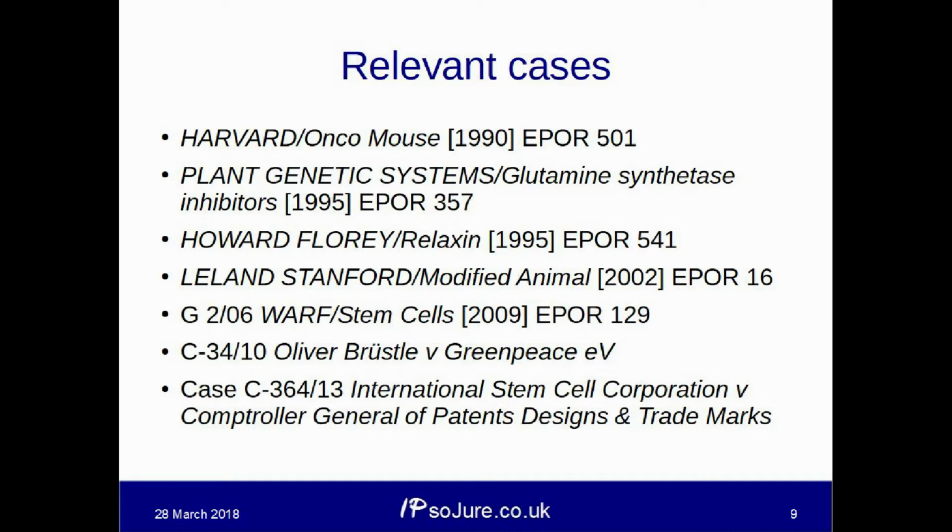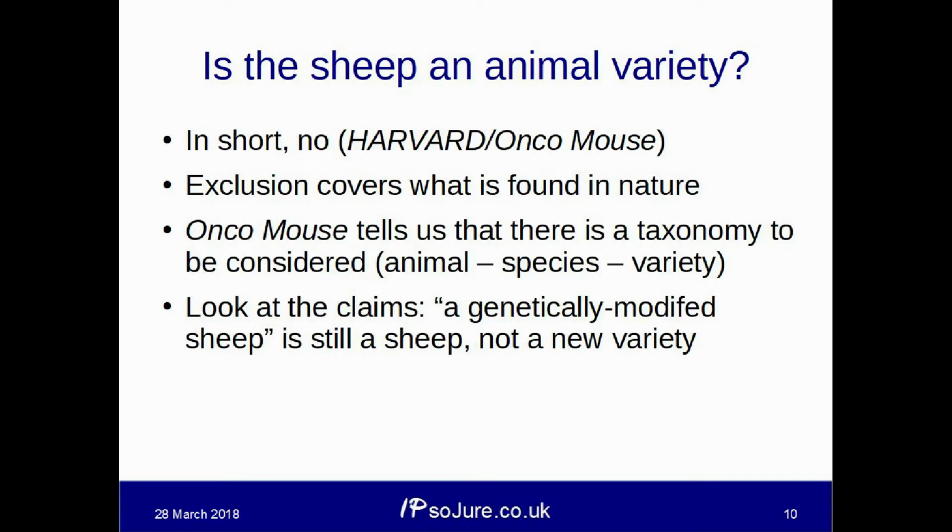But I think you would also do well to include the Bristol case and International Stem Cell Corporation. Excuse me if I don't talk about the decisions in detail. I've got to keep this down to a manageable length. OncoMouse is also the key decision when it comes to applying the exception for animal varieties. And it tells us, and this may come as quite a surprise to you, that a genetically modified animal is not an animal variety.